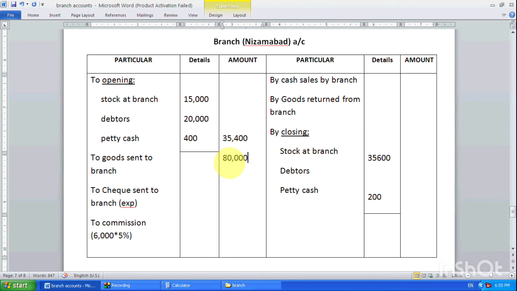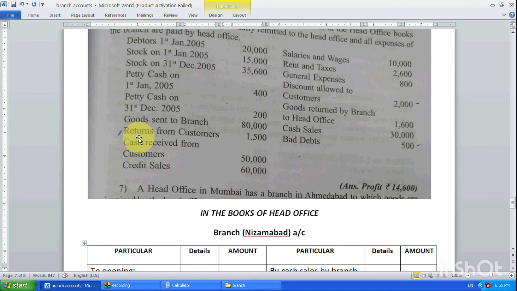Okay, now we have to write the next entry, return from customer. I'm going one by one. Return from customer 1500, and cash received from customer also. Return from customer we have to write in the branch account. Cash received from customer, here we have to write 50,000. Credit sale 60,000 is given.